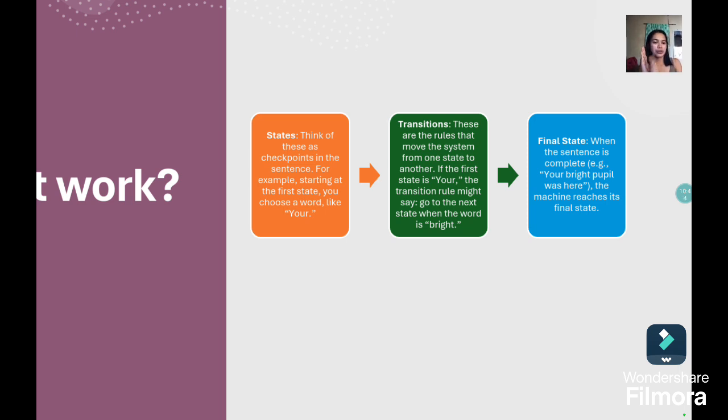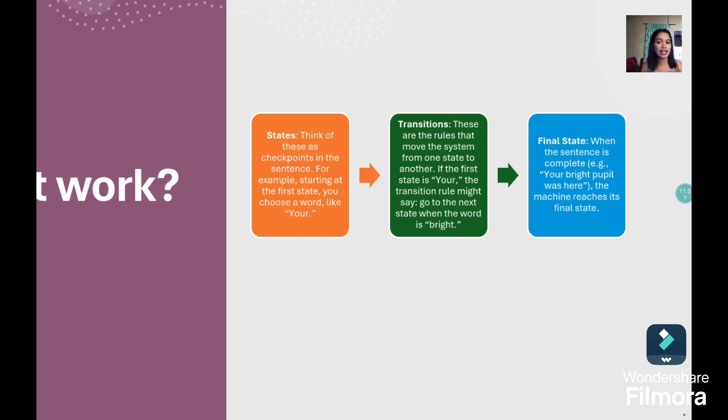So again, how does finite state grammar work? First is the states. We choose the word your. Next is the transition. These are the rules that move the system from the first state, which is your, to another. If the first state is your, the transition rule might say go to the next state when the word is bright. So what we built is the words your and bright.